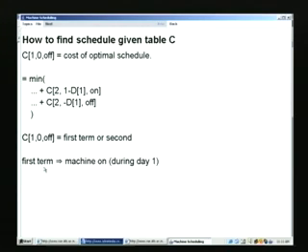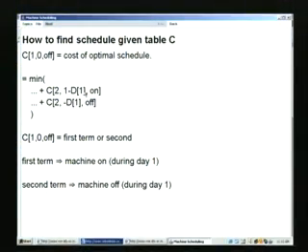If C1 off is equal to the first term, what do we know? Well, we know then that this must be generated by using the first term, or by keeping the machine on during day 1. If this term is equal to the second term over here, then the machine should be off on that first day. So in this way, by knowing the optimal cost and knowing the table, we were able to figure out whether the machine should be on or off on the first day. And we were also able to figure out what the corresponding entry for the optimal schedule for the residual plan is. Is it this or is it this? Then we can just apply this argument again and again, and we will get the machine status for every day, and will thus generate the entire schedule.